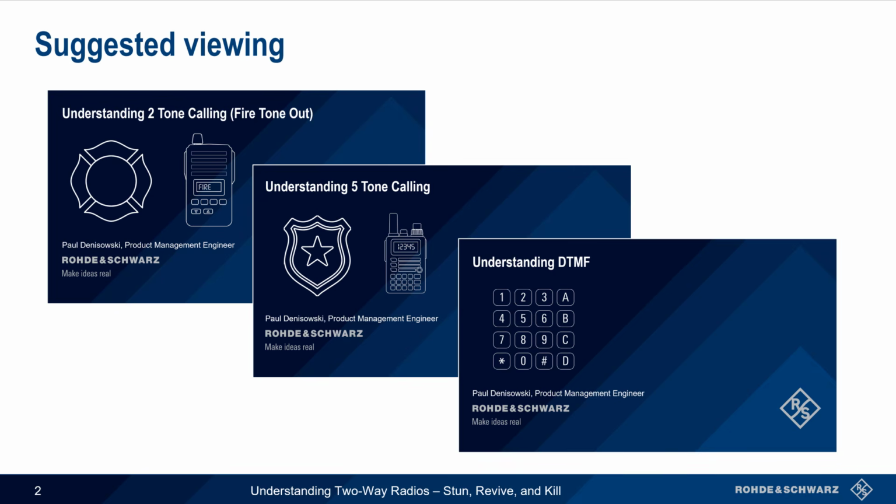In analog two-way radio systems, stun, revive, and kill are usually implemented using different tone schemes, such as two-tone, five-tone, or DTMF. We won't describe these tone systems in detail in this presentation, so please see the separate presentations on each of these topics if you'd like to learn more about their structure and use.